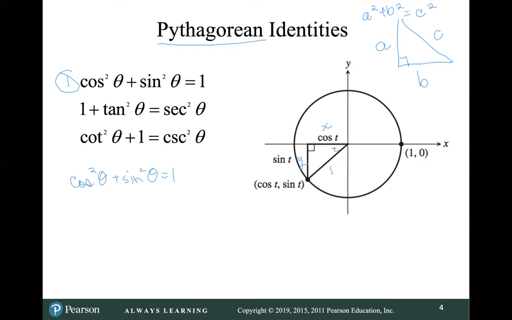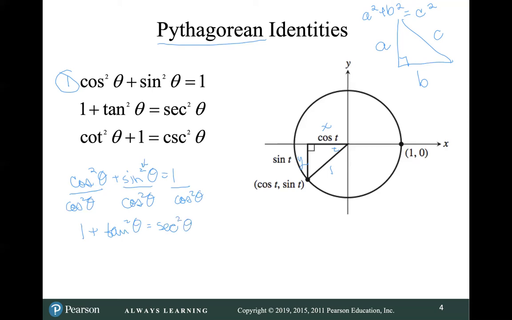So if I don't have sine and cosine, then what I can do is divide every part of my equation by cosine squared theta, and I get another Pythagorean identity. So this counts as a Pythagorean identity because it's still coming from that Pythagorean theorem, but now we can simplify to 1 plus sine divided by cosine is tangent, but these are squared, so this is tangent squared theta. 1 divided by cosine is secant squared theta.